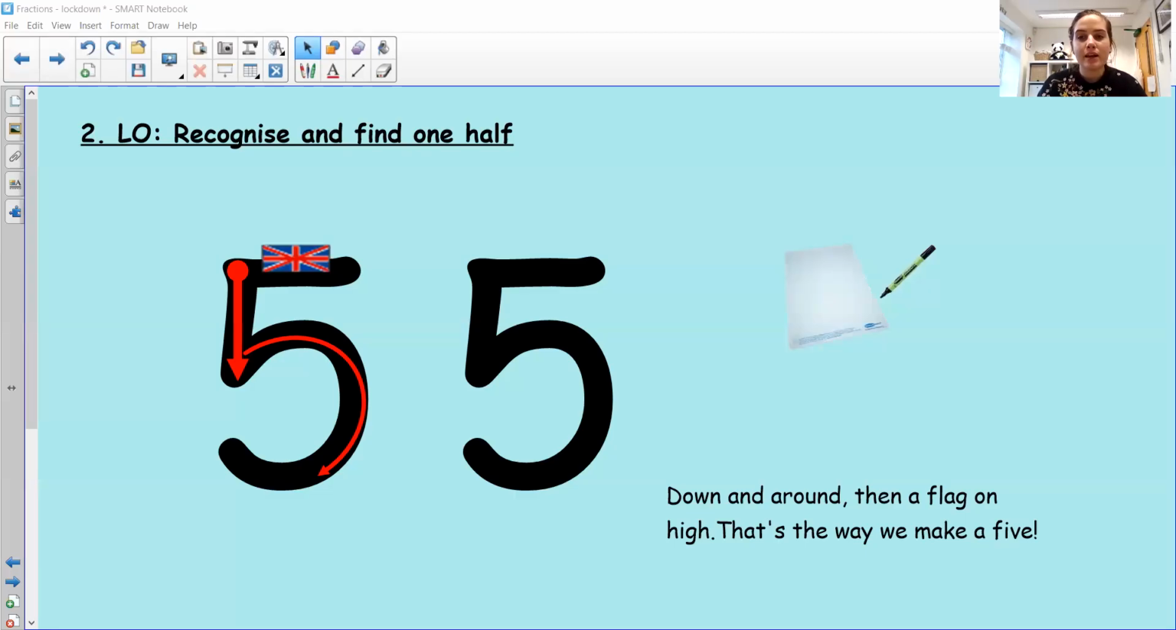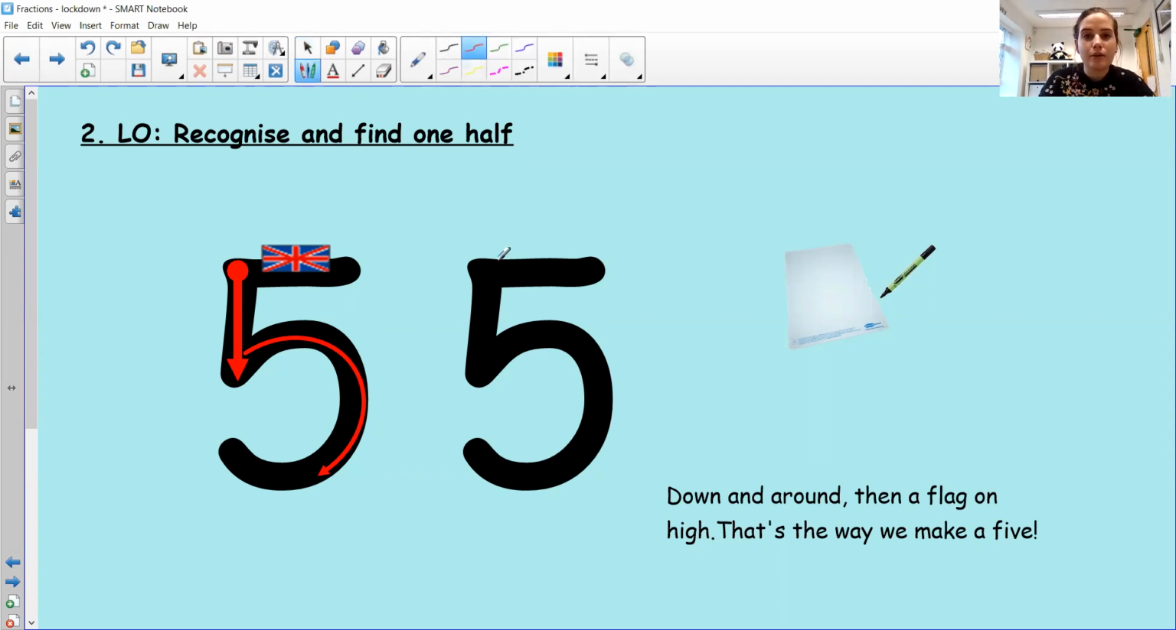Okay, let's go straight into it. Let's go on to our Maths Smart. And fantastic, here we are again. We are starting with our number formation. So I'm going to go ahead and have a practice.